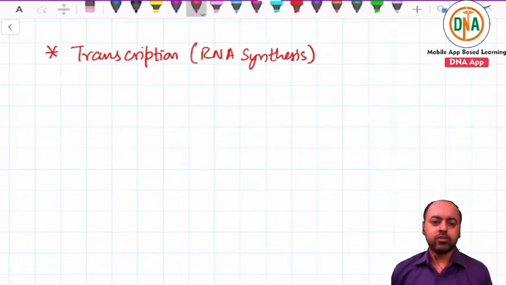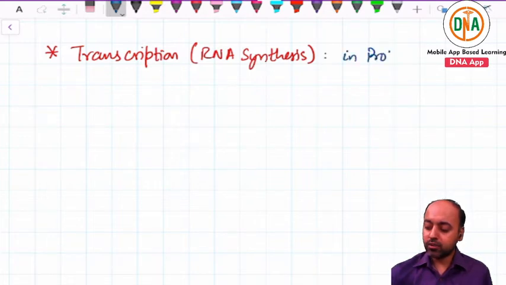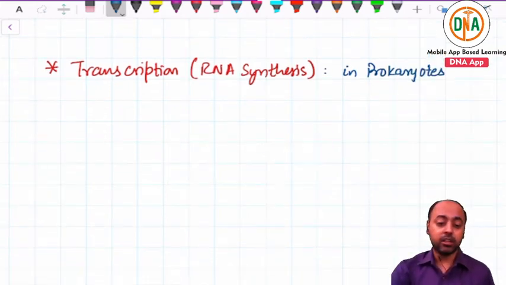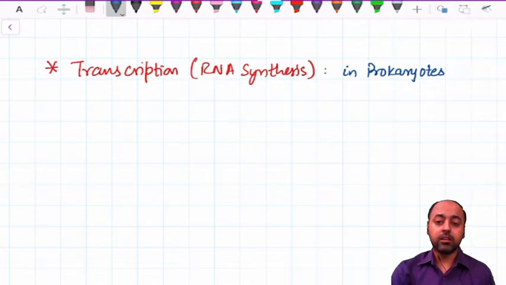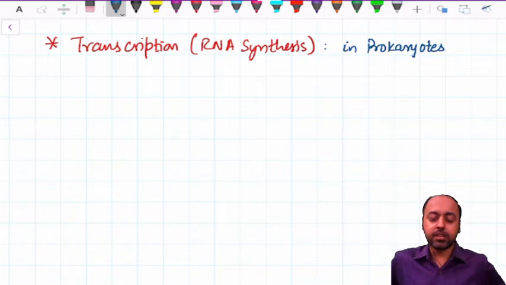Okay, so let's talk about the RNA synthesis or the transcription. We are primarily describing the RNA synthesis or the transcription as occurs in prokaryotes. Some important differences we'll list after we have completed the whole process, as we see in the eukaryotes. Okay, so first let us discuss the transcription as occurring in the prokaryotes, and then we move on to the eukaryotes.